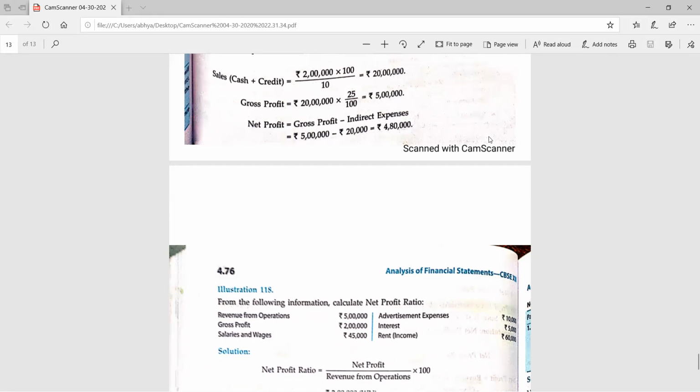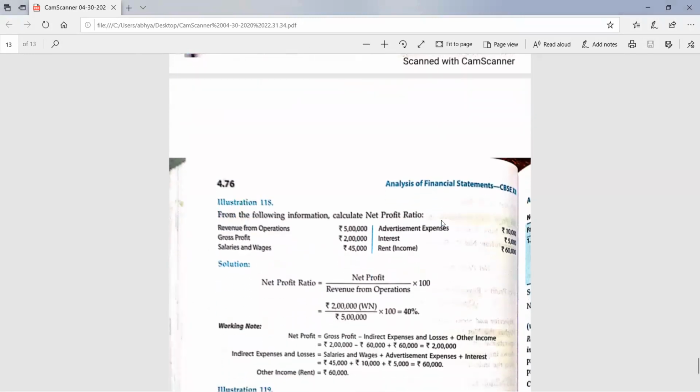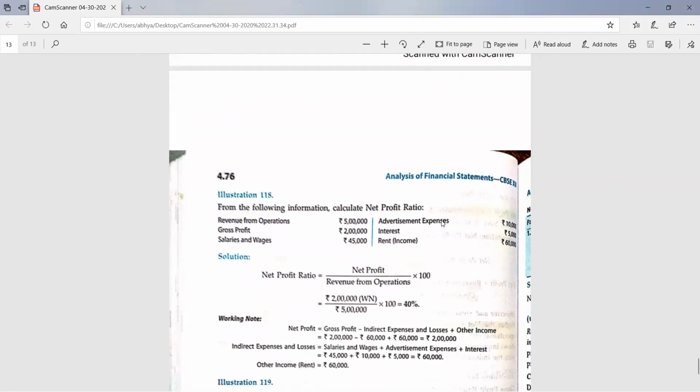So find the net profit. RFO is directly given to you, which is 5 lakh. The formula is net profit upon RFO into 100. So what will be the net profit formula? Gross profit minus all indirect expenses plus all indirect incomes. Okay. So what are the indirect expenses here? 45,000 salary and wages, advertisement expense 10,000 plus 5,000 interest. So the total of the indirect expenses here is 60,000, that is 45 plus 10 plus 5. So 2 lakh minus 60,000 plus rent income 60,000.